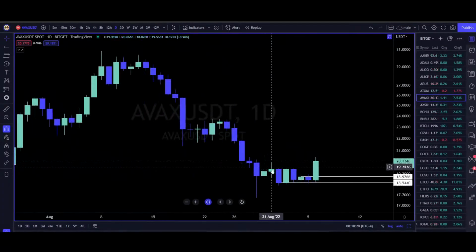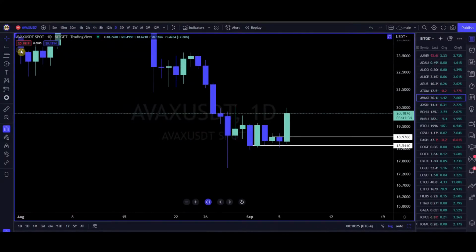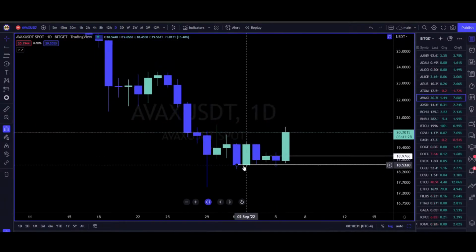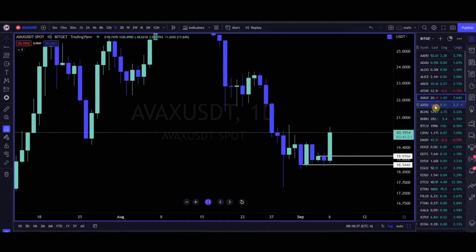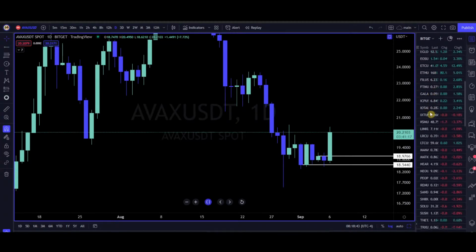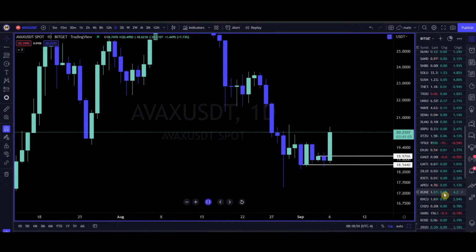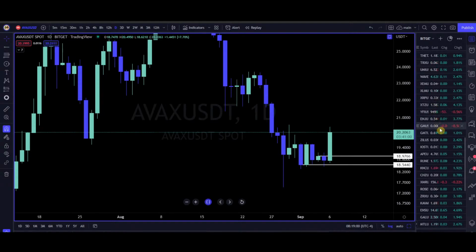AVAX up big on the day. I was looking at this yesterday for a potential long entry and I did not take it, just because it is stalling at support, boom. And what else is up? ETH Classic appears to be up highest on the day. This is just assets on Bitget, so your favorite crypto might not be on here. I apologize if it isn't. Since I trade on Bitget, I only trade contracts that I can trade, essentially. And these are all the contracts that they offer.